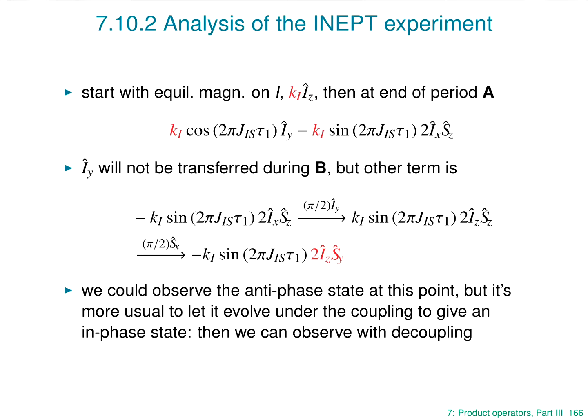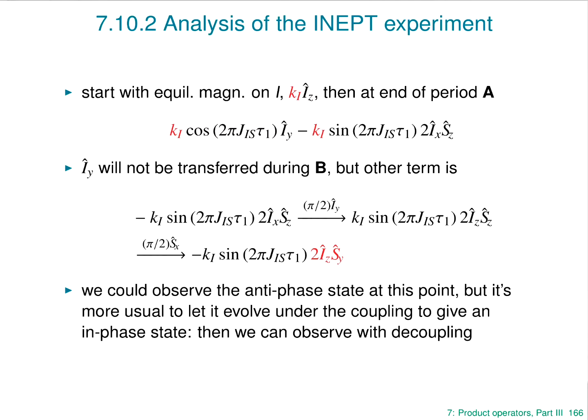So just concentrating on the 2IxSz term, the period B consists of a 90-degree pulse about Y and then a 90-degree pulse about X, first to the I spin and then to the S spin. And if you apply those sequentially, you end up with a term in red there, 2IzSy, and that is coherence transfer to the S spin.